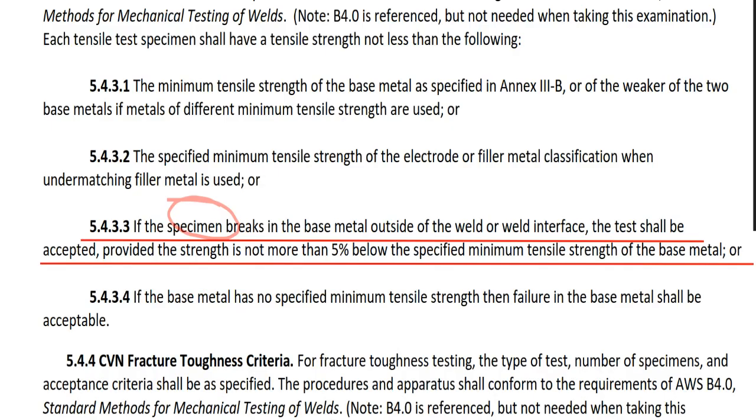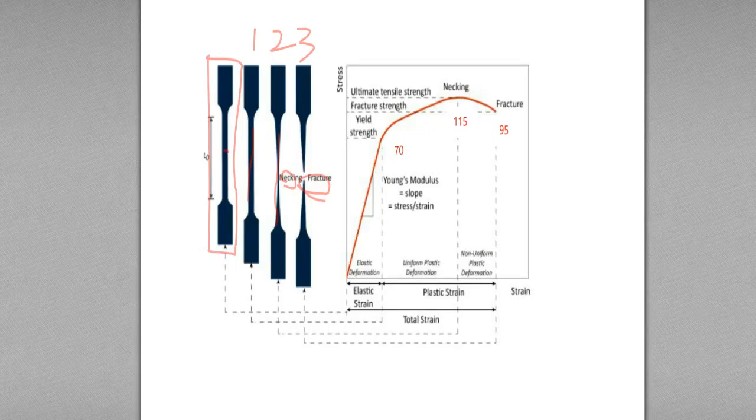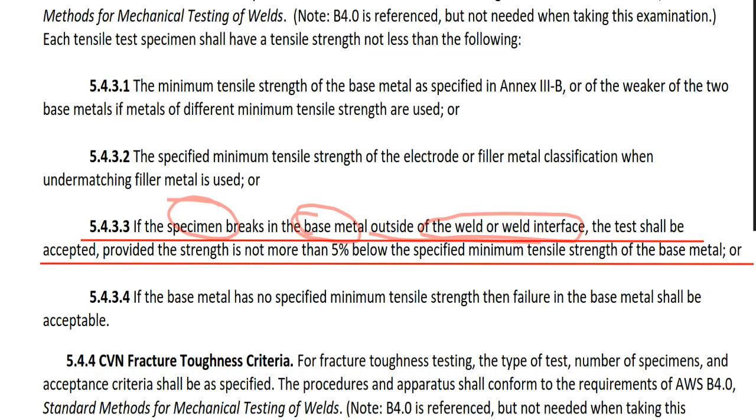But what it says is the specimen breaks in the base metal outside of the weld or weld interface. So the specimen breaks outside of the weld, which means the center is the weld and weld interface, but the break occurs not here, not here, but here in the base metal. Then the test should be accepted.